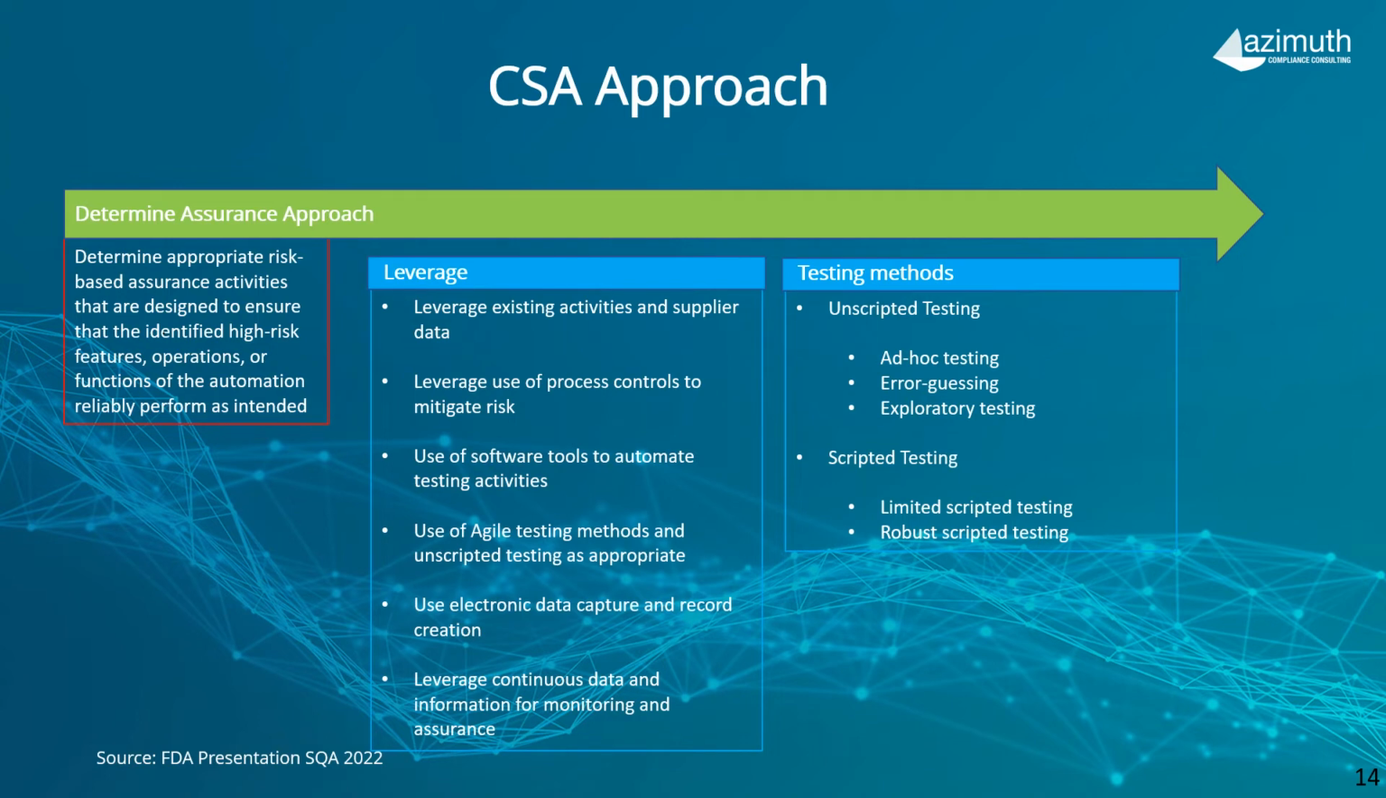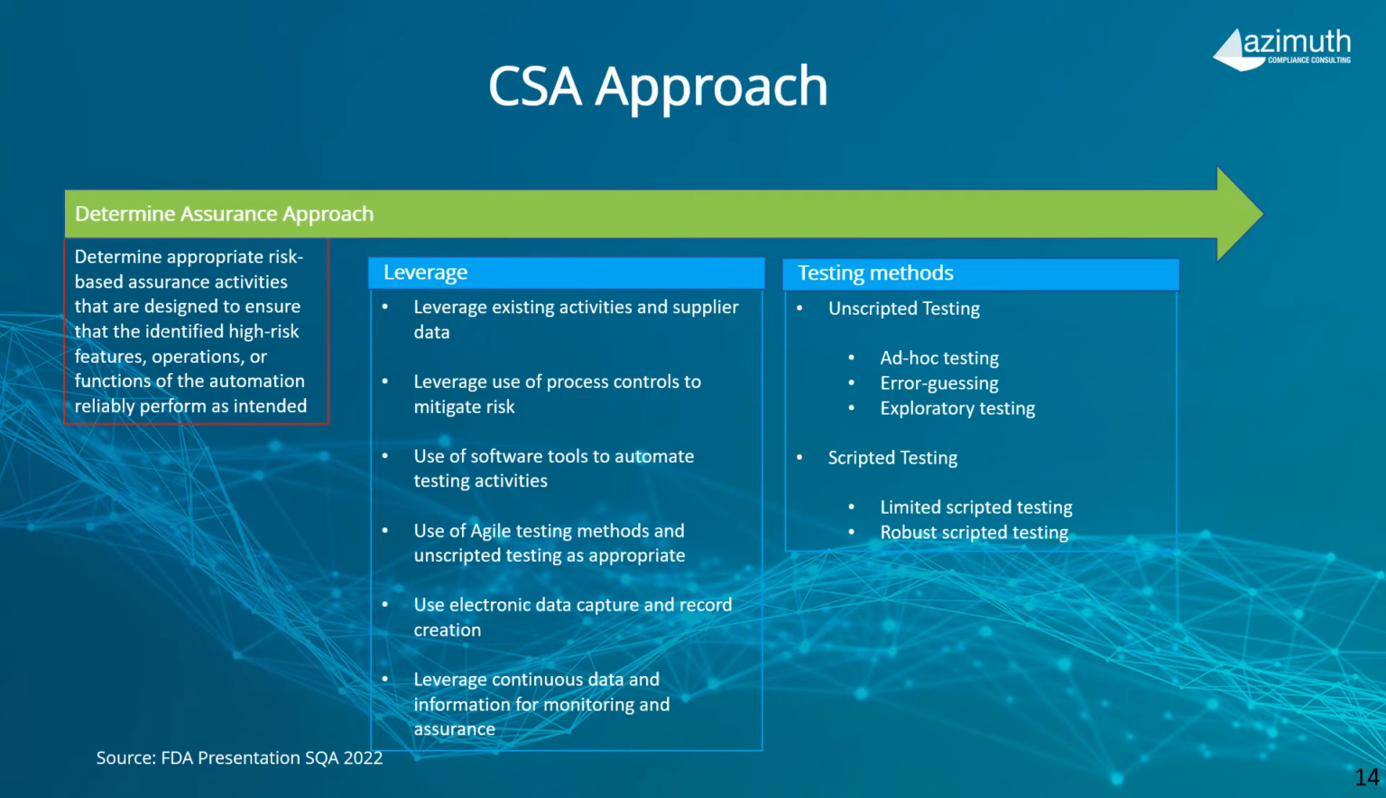Next, determine your assurance approach to the system. Identify the high-risk features, operations, or functions of the solution performed as intended. You should leverage existing activities and supplier data, process controls to mitigate risk, use of agile testing methodology and non-scripted testing. Use electronic data capture and record creation. Leverage continuous data information for monitoring and assurance.